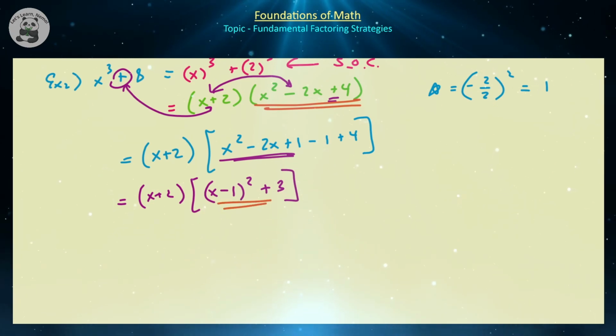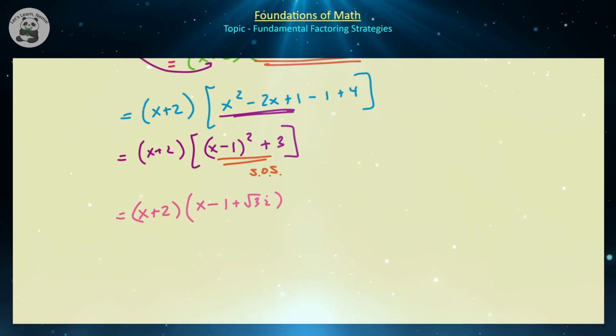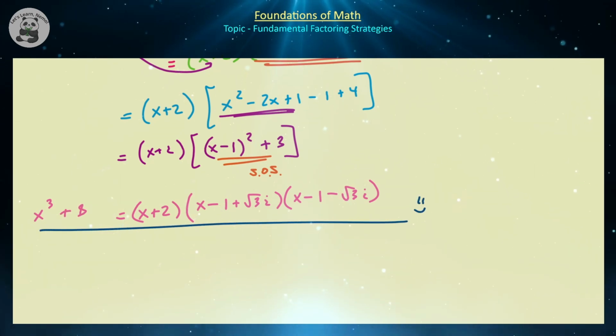And that is just a sum of squares, which we know factors over the complex, as we already mentioned before. So that means this is going to be equal to x plus 2 times x minus 1 plus the square root of 3i, and x minus 1 minus the square root of 3i, and that is the full factorization of x cubed plus 8. Isn't that nice?